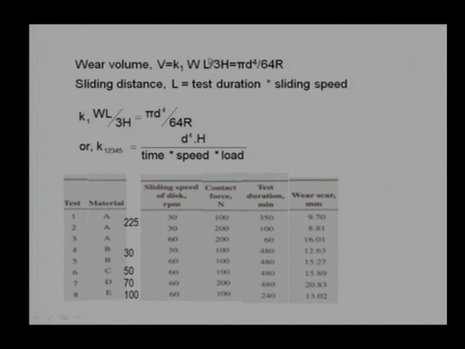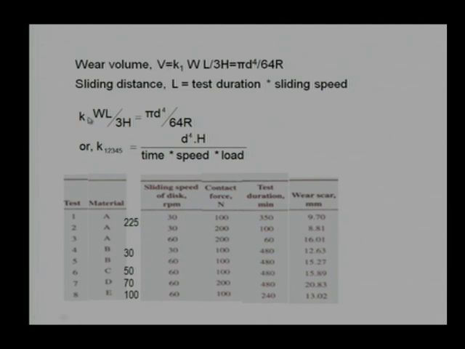Once we calculate this total volume, we need to find out what the sliding distance was, and that sliding distance itself can be determined based on the sliding speed and total time taken for the test, or test duration. So, L will be known to us, W is known to us, Brinell hardness is known to us. In this case, D we have measured from experiments, and R may be unknown to us, can be assumed, but when we equate this expression, R can be removed, or we can take that as one constant.